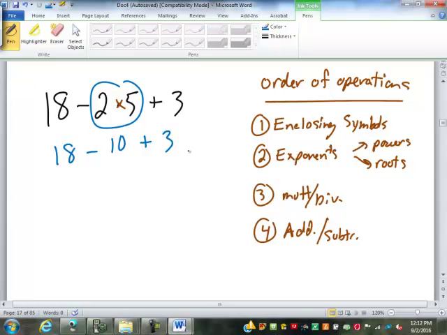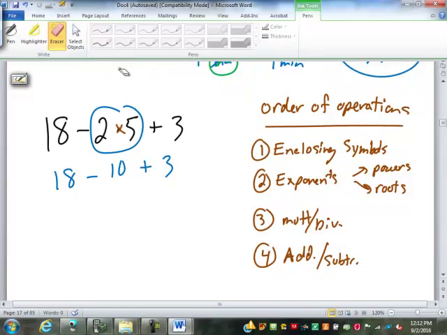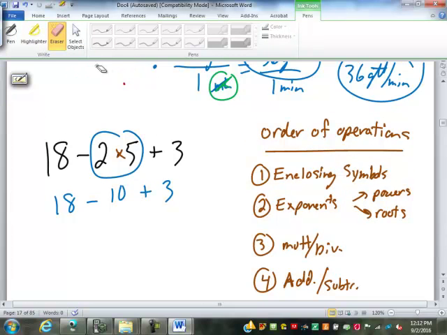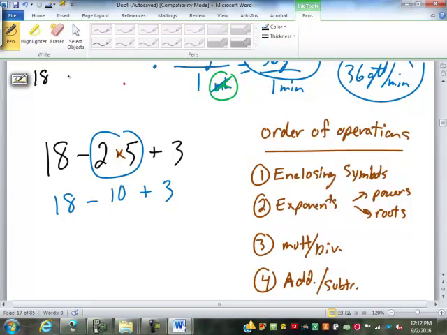I also get the question all the time, well, is that 2 times 5 or is that negative 2 times 5? The answer to that question is yes. What do I mean by that? Well, I'll show you. I can do that as 18, and I can treat it as a negative 2 times 5. But if I do that, I have to change this to plus a negative 2. 18 minus 2 can be thought of as 18 plus a negative 2. So then when I do that, negative 2 times 5 is a negative 10. This is 18 plus a negative 10 plus 3.